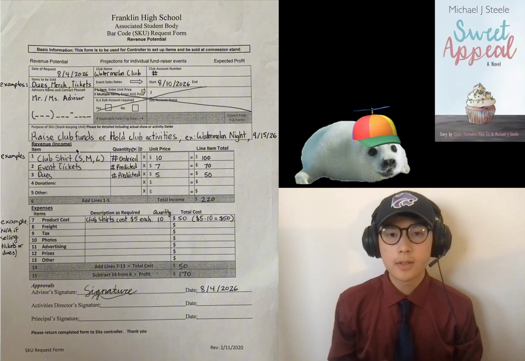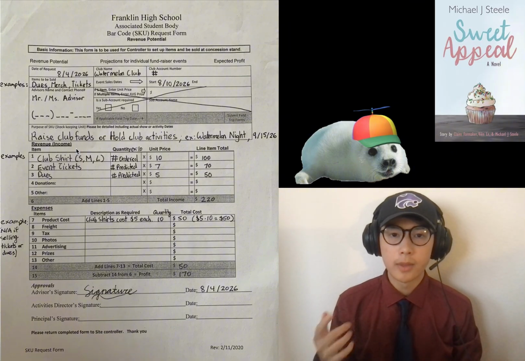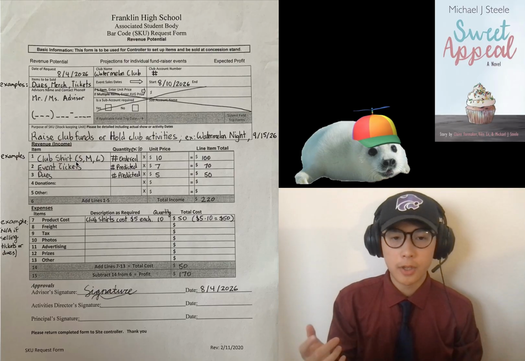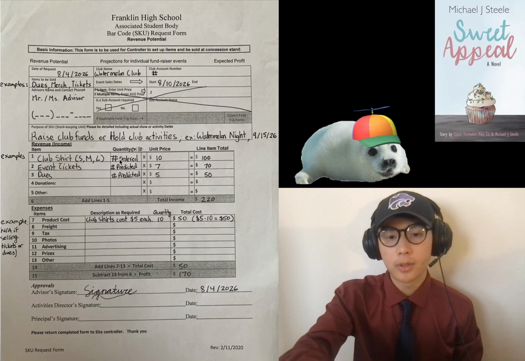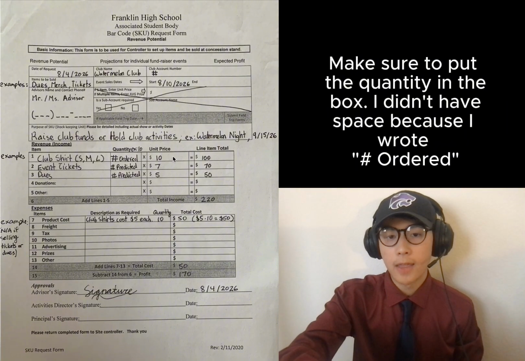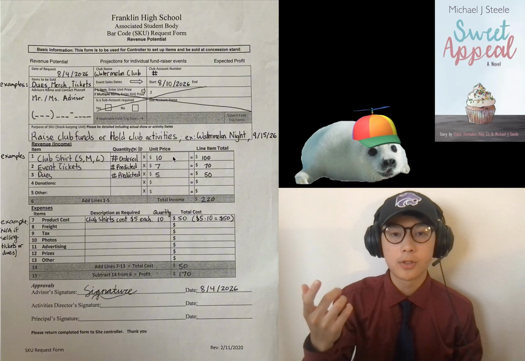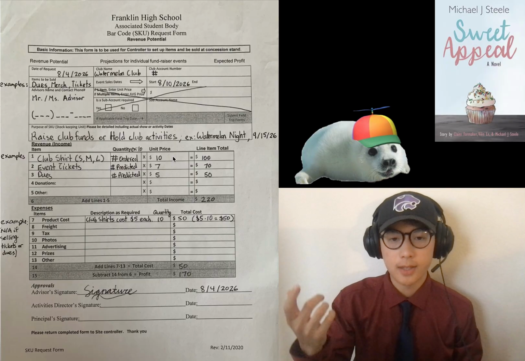Revenue and income, this is the amount of money you'll be making from the item that you're trying to sell in the concession stand. If you're trying to sell merch like a shirt, make sure to put that down and then put the number that you ordered. So here I put 10. And then the unit price, which is the amount that you're charging somebody to purchase your item within the concession stand.